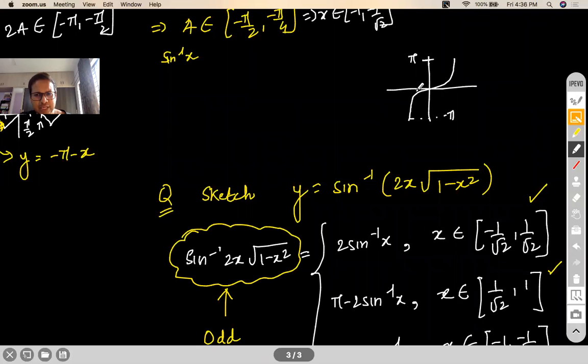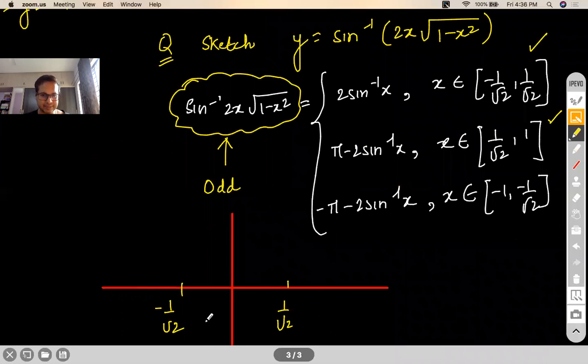Now what I'm going to do is cut this graph between minus 1 by root 2 to 1 by root 2. So I'll take a scissor, cut at both places, lift this part and paste it over here. I may have to stretch it a bit because it will look like this. Now, where will this end up? At 1 by root 2, 2 sine inverse x will be pi by 2. This will be minus pi by 2.